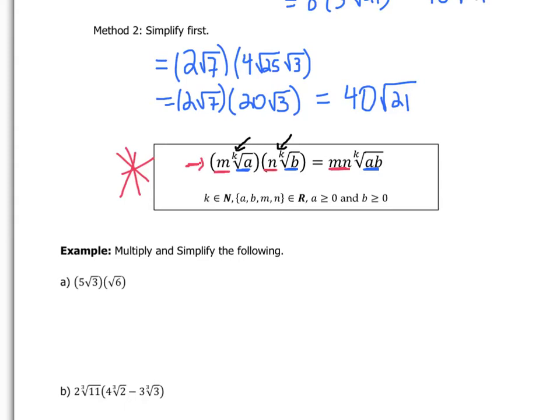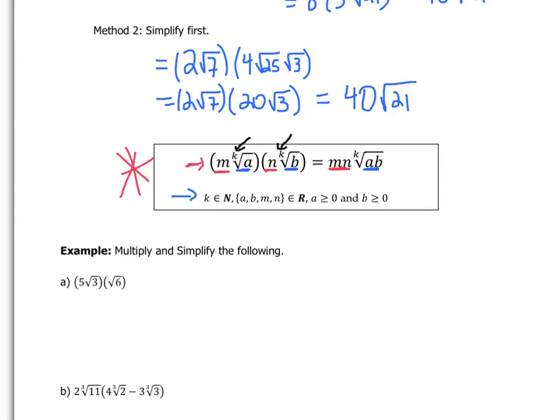Okay? Now, down below here is quite a lot of math language, but what's all this saying? All it says is k is a natural number. So k is the numbers 1, 2, 3, 4, 5, 6, whatever. It's saying a, b, m, and n are just any real number. They're just numbers in R. And finally, the last 2 requirements, well, those are the restrictions on a and b. A must be non-negative. If it's negative, then this thing isn't necessarily existing. And b must be non-negative as well.